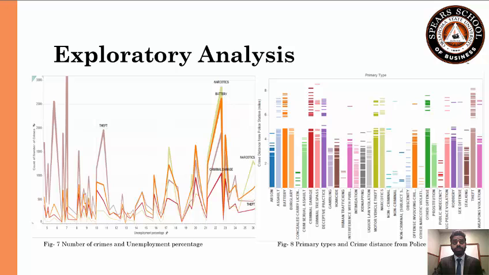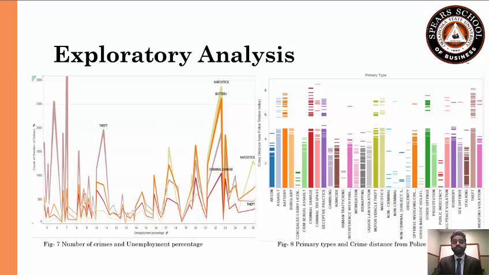Next, in figure 7, we see the relationship between the unemployment percentage and count of number of crimes. We plotted the unemployment percentage against the number of crimes. It was observed that as the percentage of unemployment increased from 10% to 22%, the number of crimes also increased. The crimes which increased due to the increase in unemployment percentage were narcotics, battery, criminal damage, and theft.